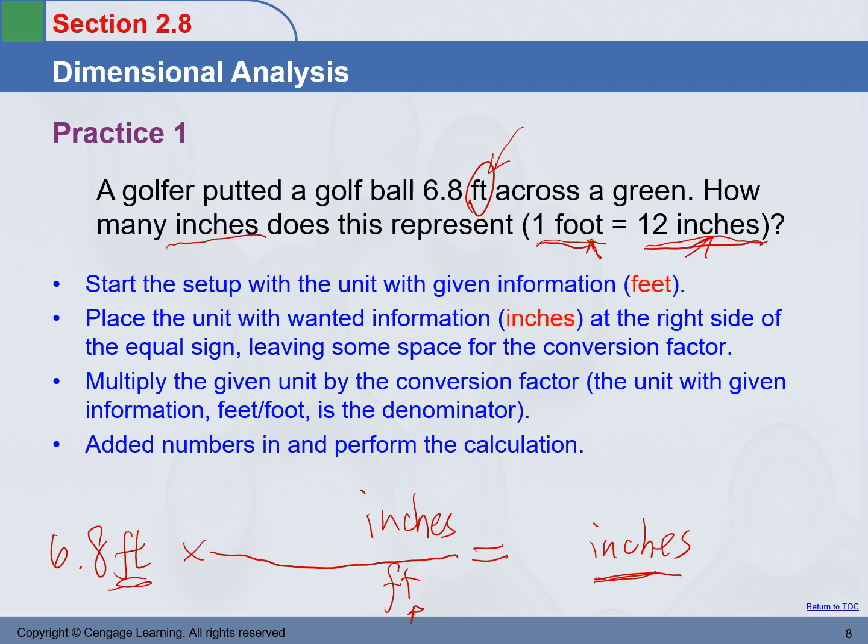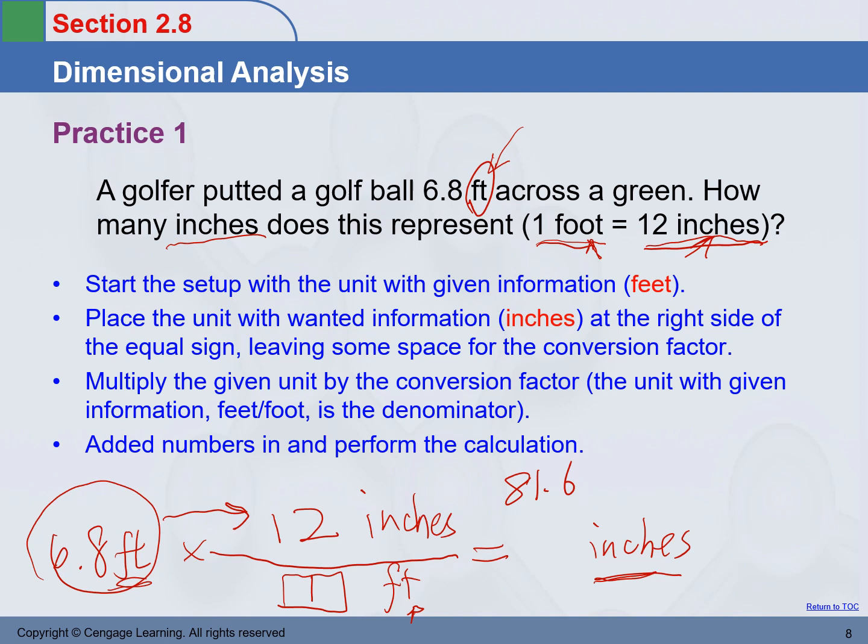6.8 feet. Every 1 foot will have 12 inches. You multiply 6.8 by the number on the top, divided by the number at the bottom. 6.8 times 12 divided by 1. You're going to see 81.6 on your calculator.